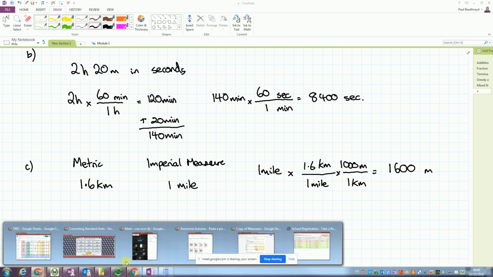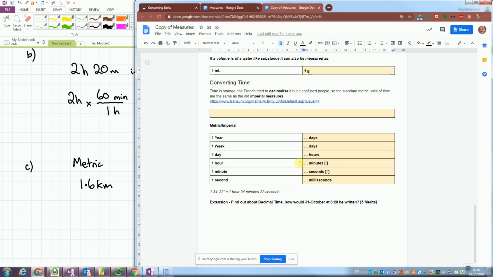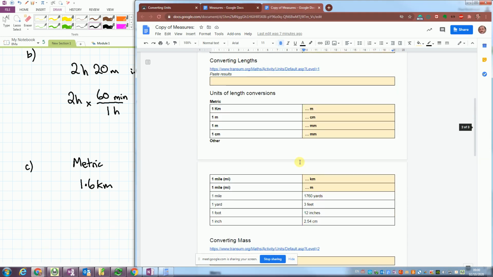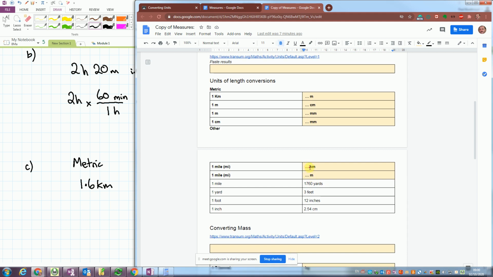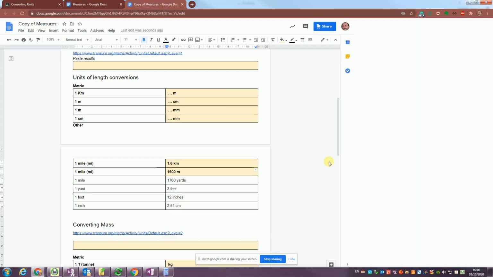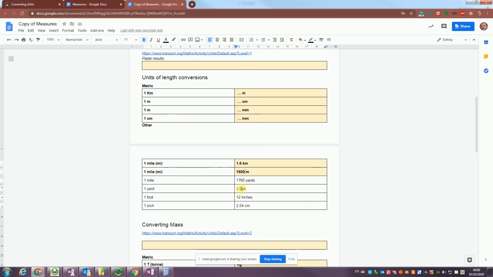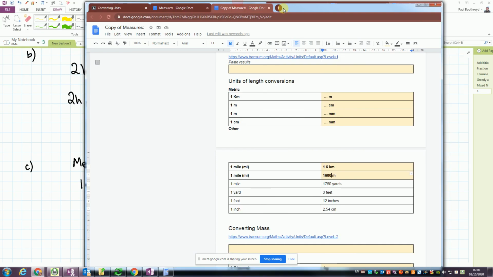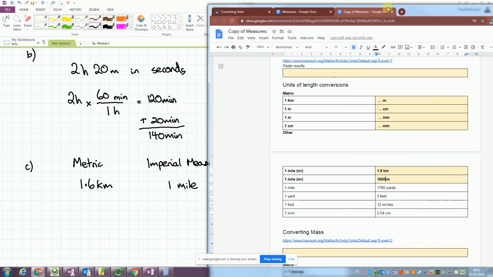There's your lengths one. So when we come back up to the lengths, 1 mile is 1.6 kilometres, or 1,600 metres. You can add that one in now as well. Just to show you the trick, we're going to use these ones below. I would like to know how many feet there are in a mile. Okay, so I'm going to use these conversions.